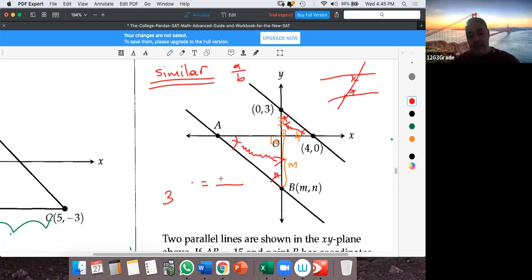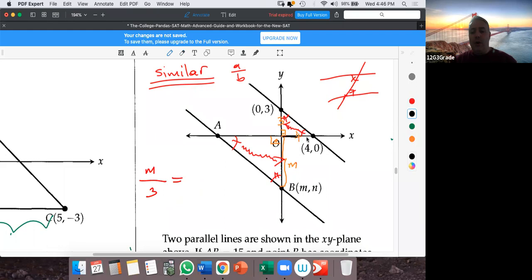So opposite of this angle is M. So M over, let me clean and write one more time. So opposite of this is M, divided by opposite of this one, 3. And then one more thing I forgot to tell you.